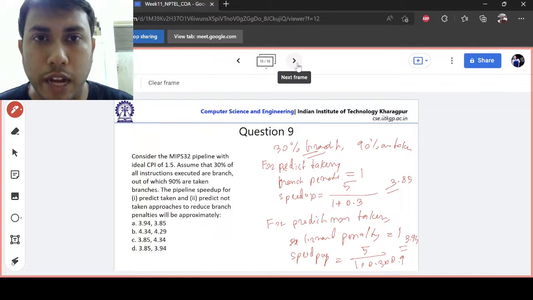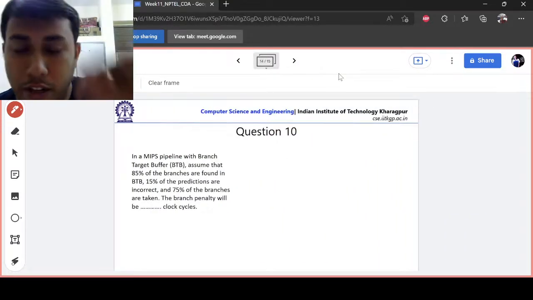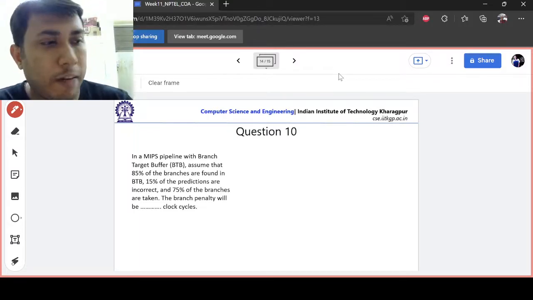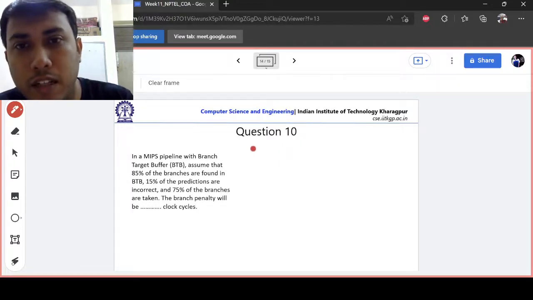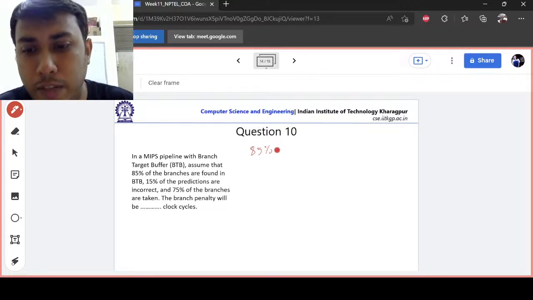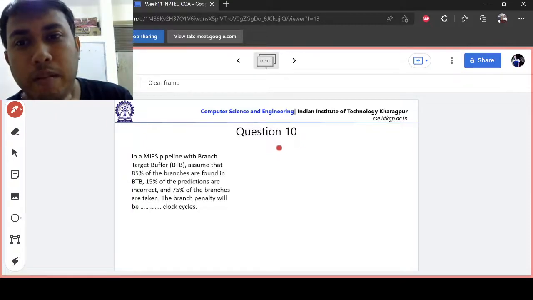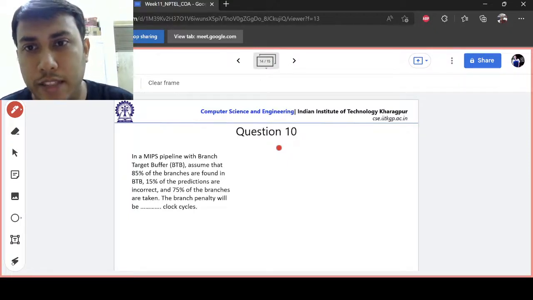So let's go to the last question. This is a very important question. So in a MIPS pipeline with branch target buffer, assume 85% branch are found in BTB, 15% are not found in BTB, and 50% of the predictions are incorrect, and 75% of the branches are taken.